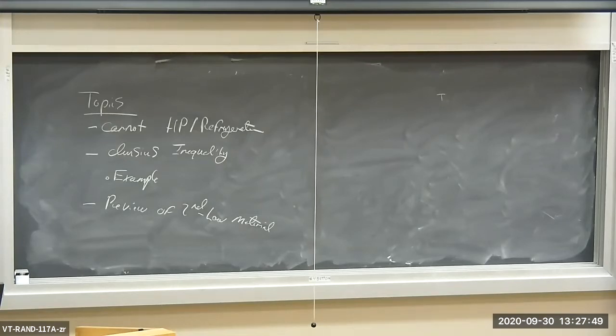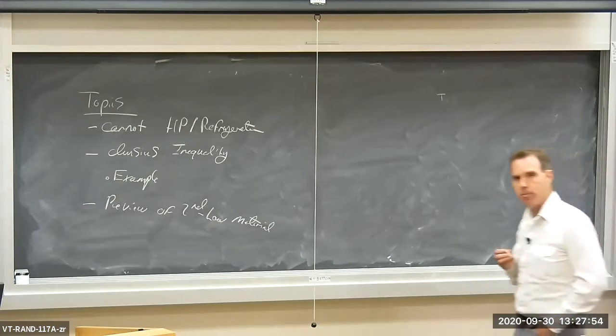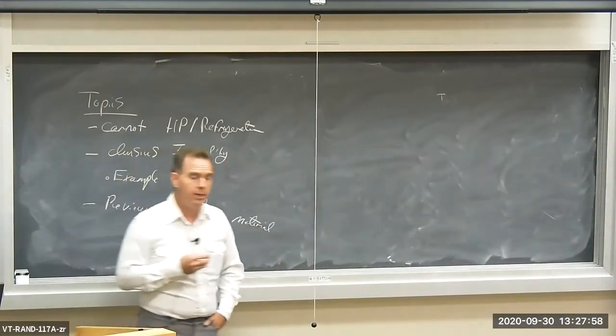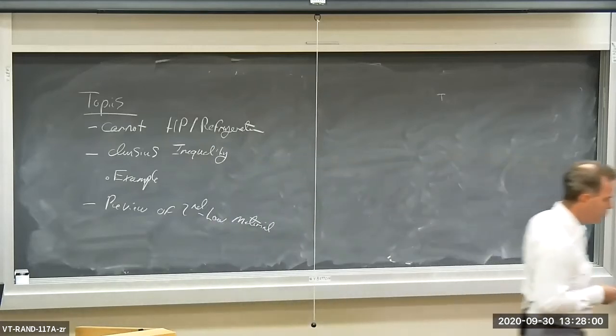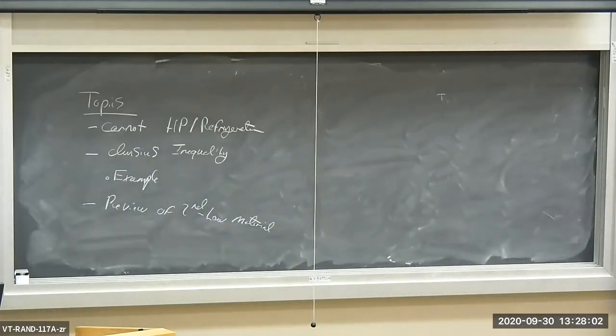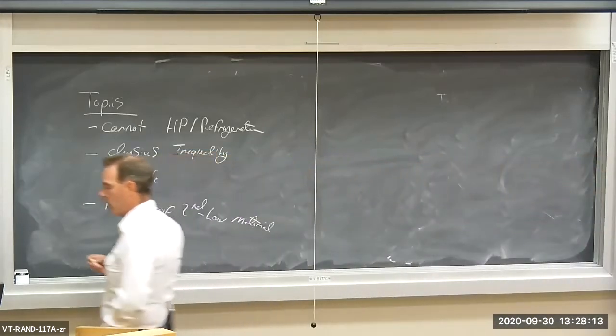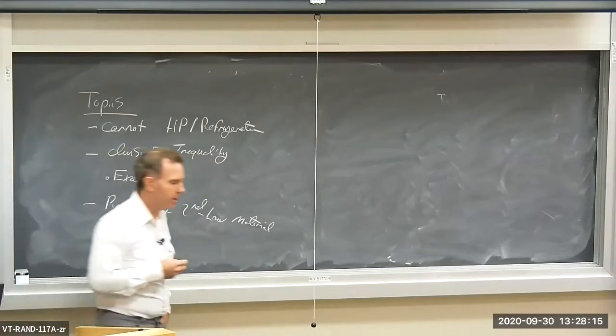We'll do a little example reinforcing that the Clausius inequality is simply an equivalent mathematical restatement of the pictorial representation of the second law. So we'll do a little example involving the Clausius inequality, show you how to use the Clausius inequality. And then I think if we have time, we'll do a short review of second law material to give you kind of an overview of what we've done for the last week.